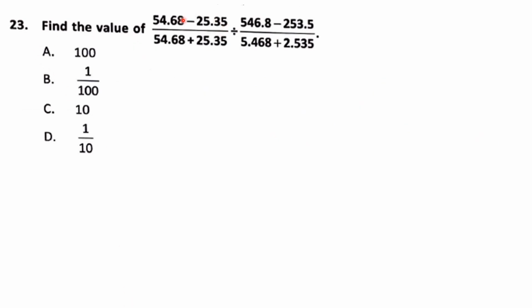Question number 23. Find the value of this. First of all, I am going to subtract 54.68 minus 25.35. If you subtract it, you will get 29.33, divided by, if you do 54.68 plus 25.35, you will get 80.03. Next, divided by 546.8 minus 253.5. If you subtract, you will get 293.3, divided by, and if you add the denominator, you will get 8.003.